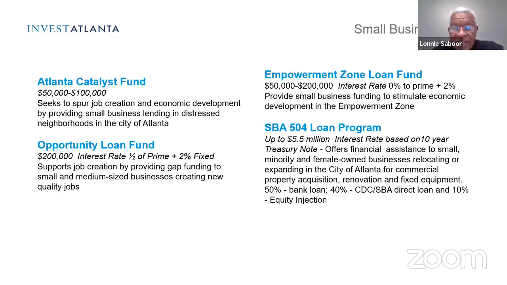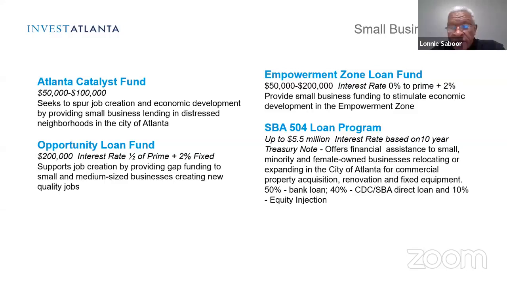Next program, I hit on this already a little bit, the SBA 504 loan program, up to $5.5 million, interest rate based on a 10-year Treasury note. It offers financial assistance for small, medium, and female-owned businesses in the city of Atlanta. Like I mentioned, it's a 50-40-10 breakdown: 50% will come from the private sector, primarily a commercial bank. And the CDC, in West Atlanta, we used to be our own certified development corporation. For over 25, 30 years, we were actually doing a lot of these deals directly before some restructuring took place. So we're very familiar with how it works.